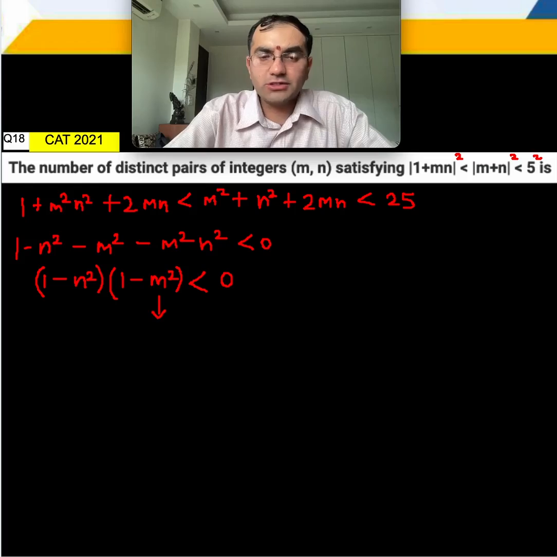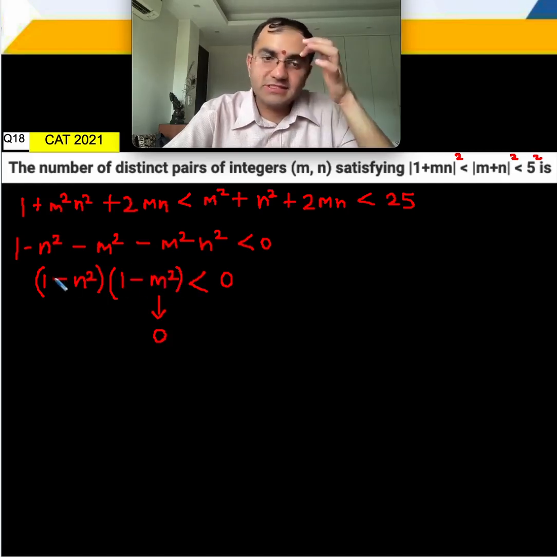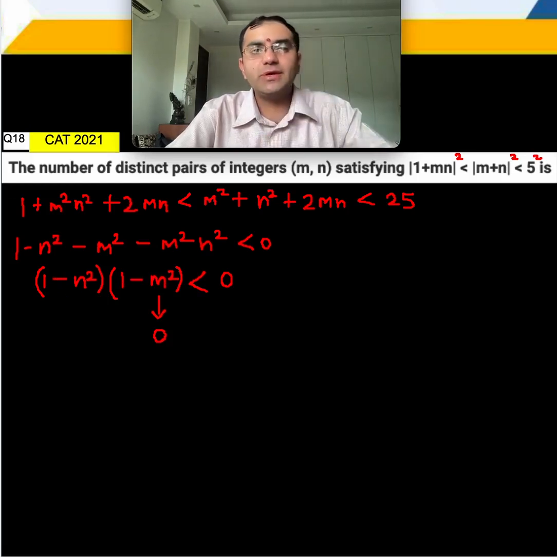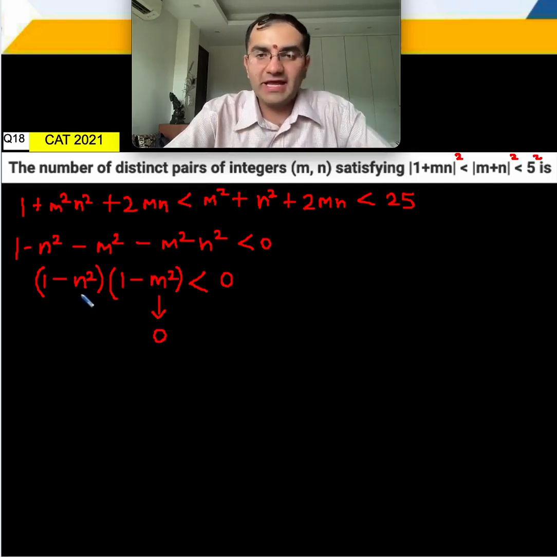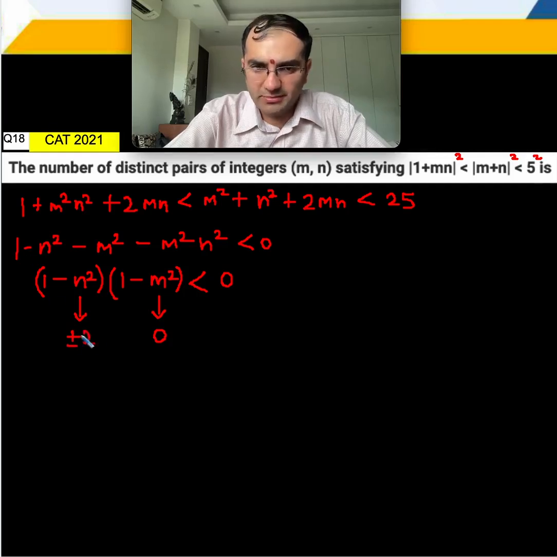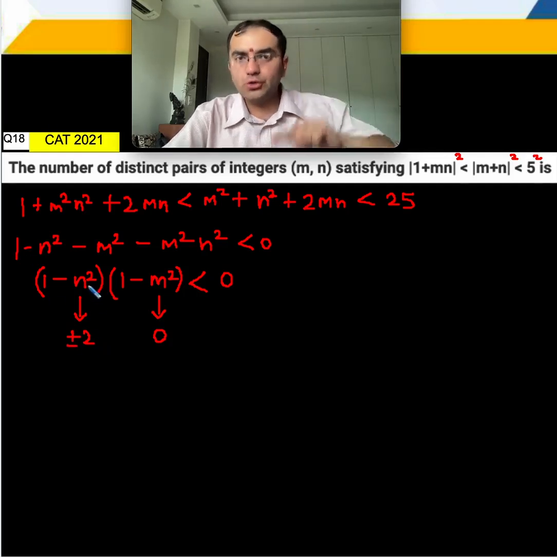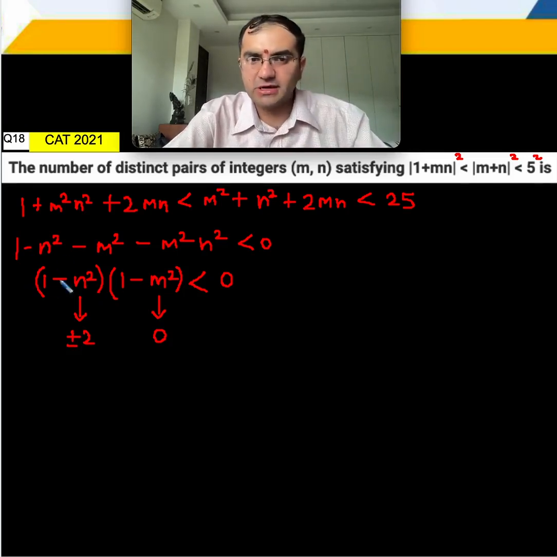If I try or start with m equal to 0, then I get this bracket as 1 minus 0, that is 1. That means that over here 1 minus n square has to now be negative. 1 minus n square has to be negative. If I put n as 0, then 1 minus 0 is not negative, and 1 minus 1 is also not negative. So I start with 2 square or plus minus 2 square. Here I can put n as 2 or minus 2 and I will get this term as negative.